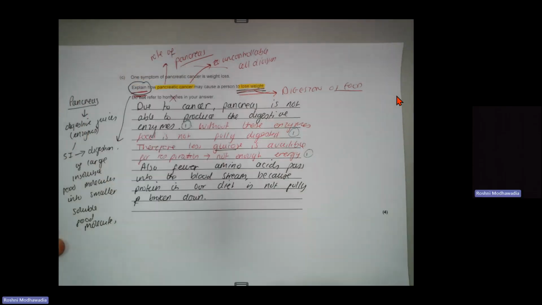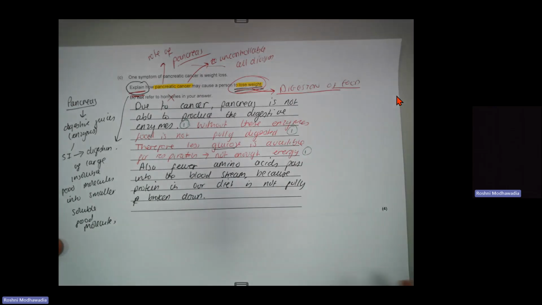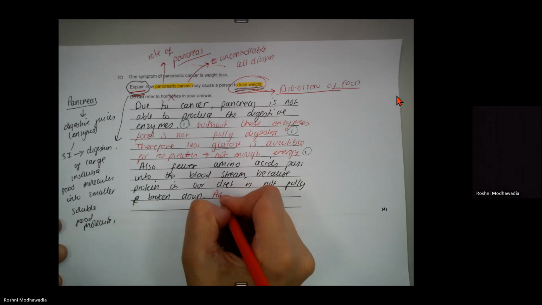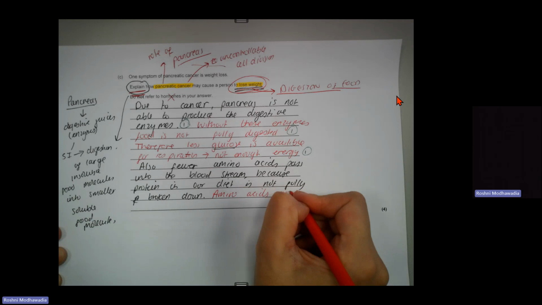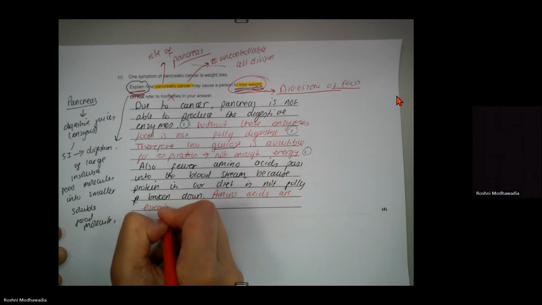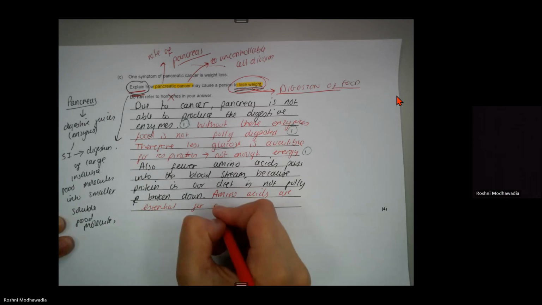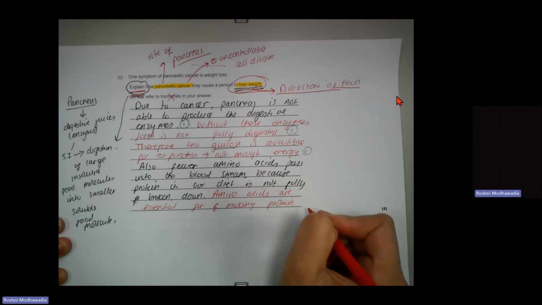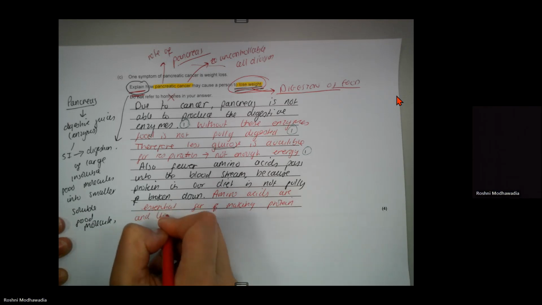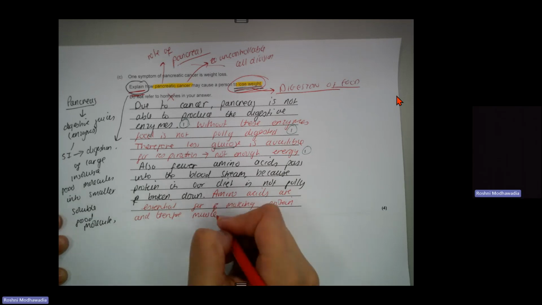I'm going to further explain how this causes a person to lose weight. So how does them not having enough amino acids mean that they lose weight? I'm going to show the examiner that I know that amino acids are essential for, again, making protein in our body, and therefore the muscle, our muscle mass.